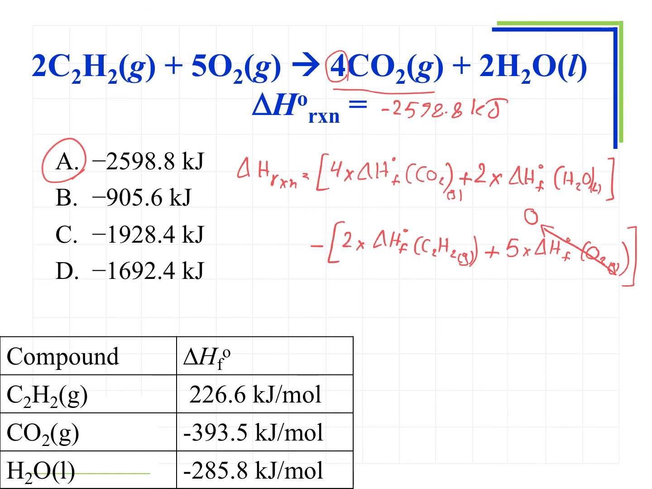So basically the third method is just taking the numbers from a table, finding the delta H of formation of each compound in the reaction. The equation should be balanced. Use the coefficient, multiply it by the delta H of formation of each compound, and use this equation to find it. The common mistake in these kinds of questions is you have this negative here, you subtract the first term but you add the second term, and if you do that, you probably get this one.